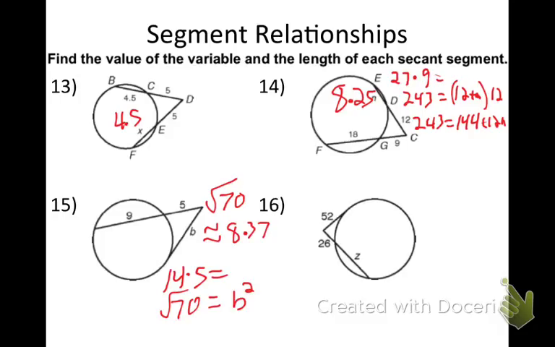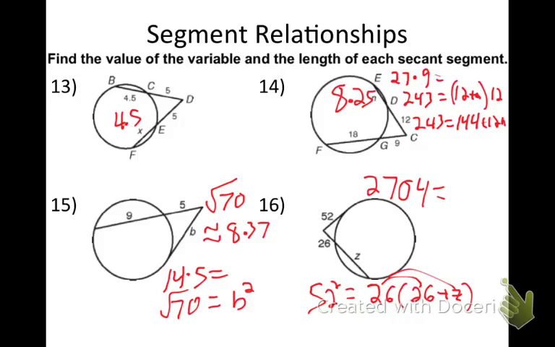Thank you. And then 16. 16 is a little tougher here. Well, let's look at this. How would I set that up? Max, how would you set it up? 52 squared is equal to 26 plus z times 26. Something like that. And then you'd have to distribute, right? 52 squared comes out to be, what is that? 2,704, close.